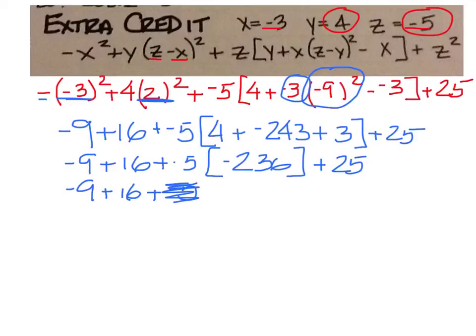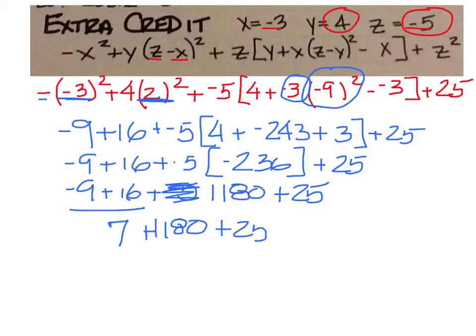Negative 5 times a negative 236 is 1180. Negative 9 plus 16 is going to be a 7, plus 1180, plus 25. So this is 1187, plus 25 will give you 1212.